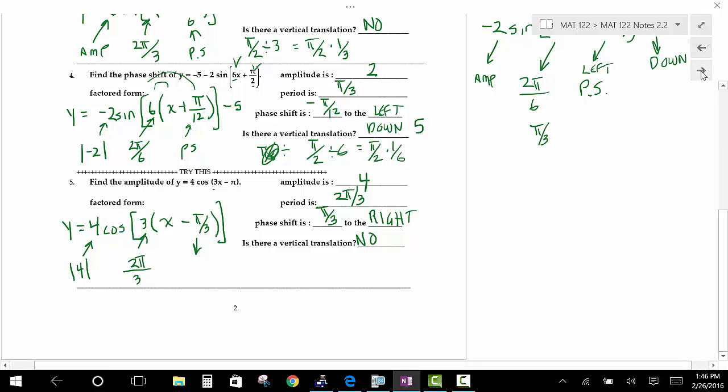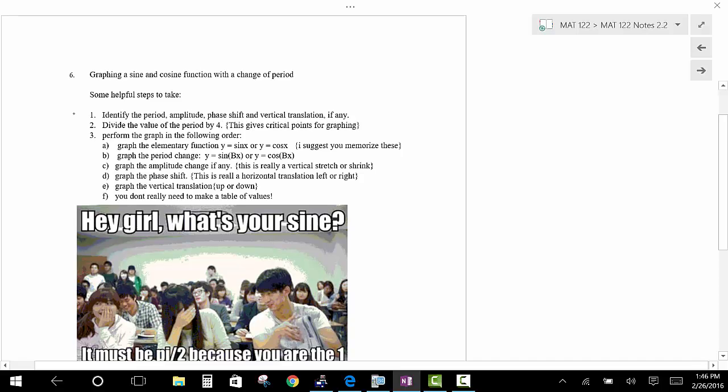Next page. This is generally just telling you some of the steps you can take in graphing these things. You can refer to this if you need to.